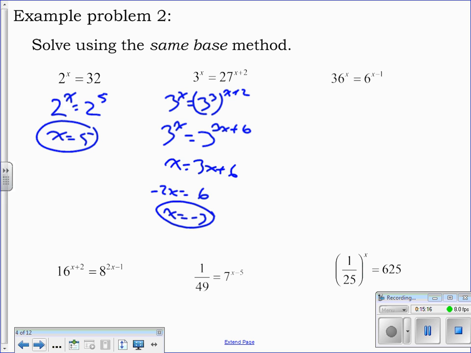Okay? Same thing here, 36 and 6. Can I write them as the same base? 36 is 6 squared. So, okay, that means I have 6 squared to the x power, because 36 is 6 squared, equals 6 to the x minus 1. Once again, I don't exactly have 6 to some power equals 6 to some power. I need to multiply the exponents. 2 times x, 6 to the 2x, is equal to 6 to the x minus 1.